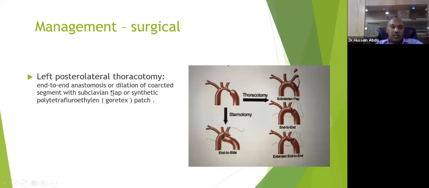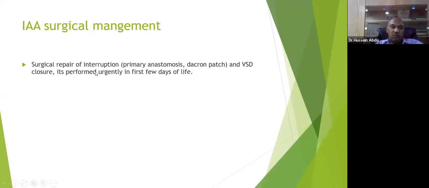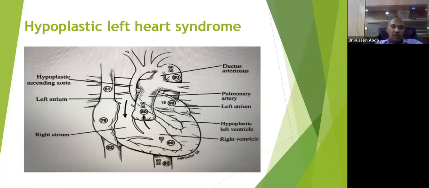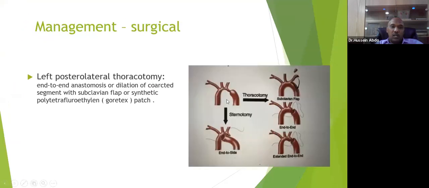Ultimate management is surgical, as mentioned by Dr. Bashir, in both interruption and coarctation. And sometimes we can try balloon dilatation in coarctation of the aorta if they come late. But if they fail the balloon dilatation, they need to be treated surgically.